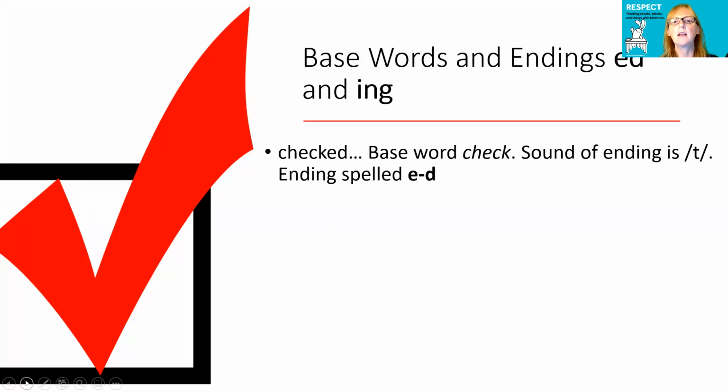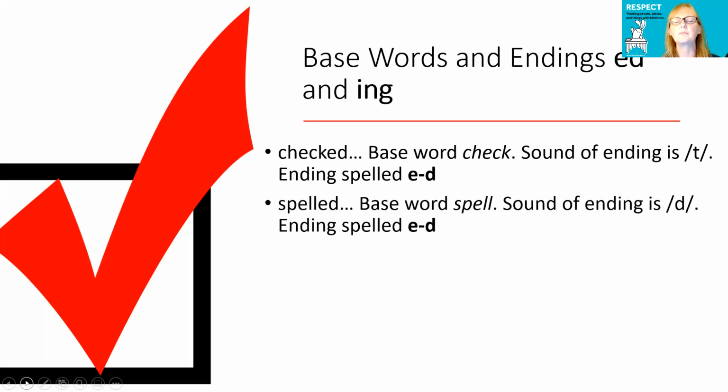So checked. The base word is check, ch, that digraph, two consonants making one sound. Ch, that short e sound of the cat is at the edge of the chair. And then k is the digraph ck at the end of a one syllable word following a short vowel. So the base word is check. The sound of the ending is t, and the ending spelling, of course, is ed, checked.